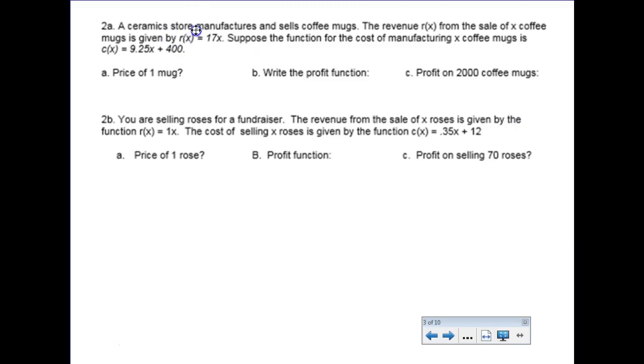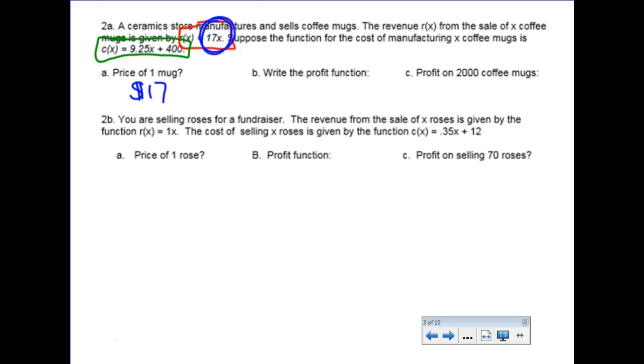Revenue is the function 17x. And what are we selling this time? Oh, coffee mugs. Perfect. And then our cost function is 9.25x plus 400. And the first question is, what is the price of one mug? Meaning the money I take from my customer. It is 17. So you take the revenue function, because that's what tells me how much I'm charging the customer, $17 per mug.